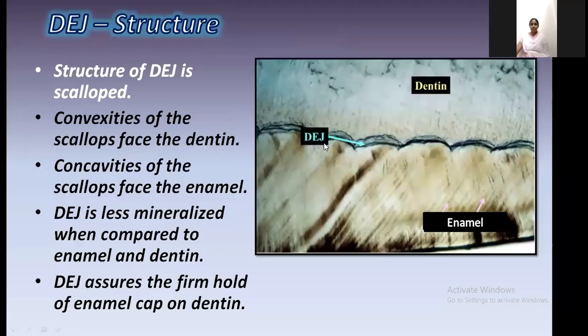Structure of DEJ. Dentin is here, enamel is here, and you can see a scalloped line. That is the DEJ. Structure of DEJ is scalloped. The convexities of the scallop face the dentin and the concavities face the enamel. DEJ is less mineralized when compared to enamel and dentin. DEJ assures the firm hold of the enamel cap onto the dentin.